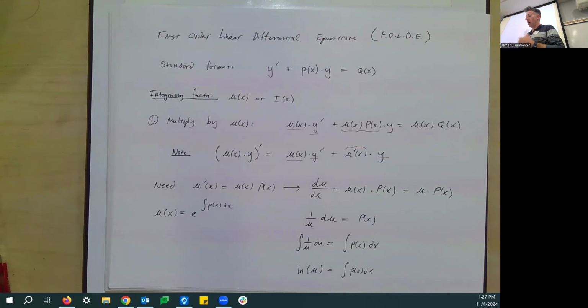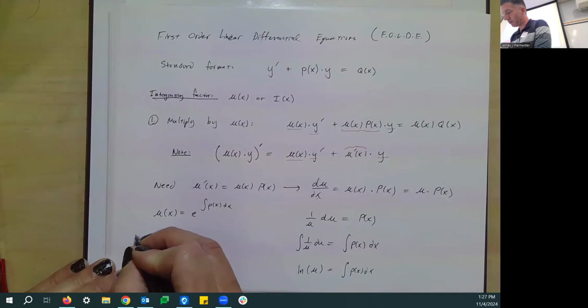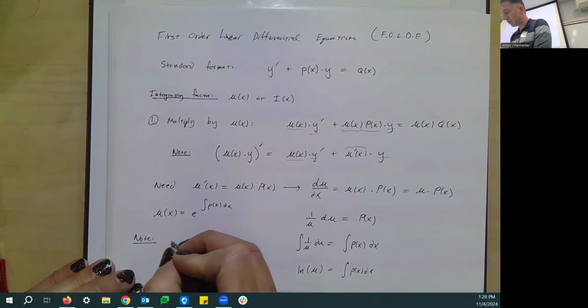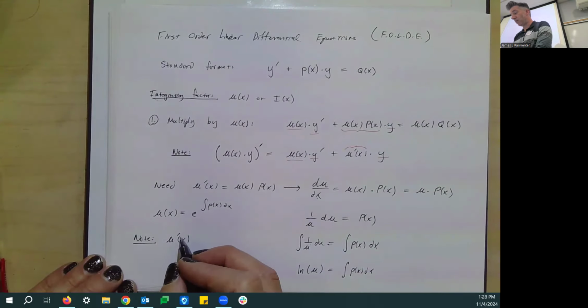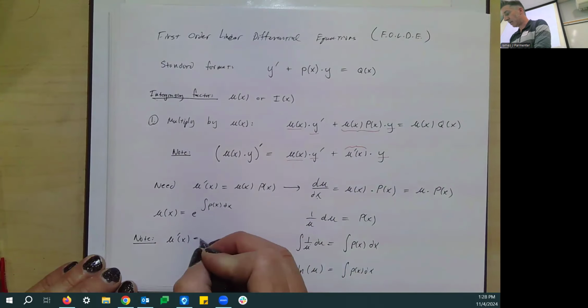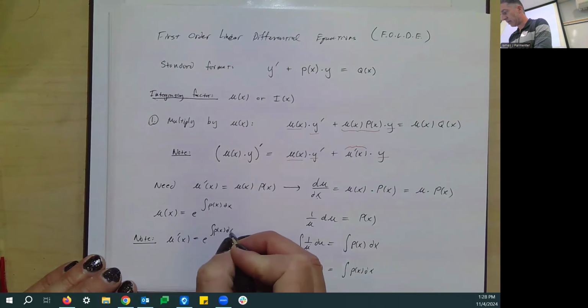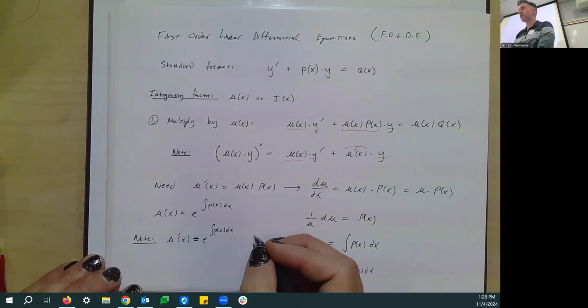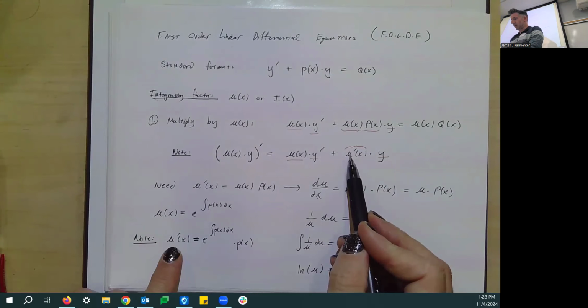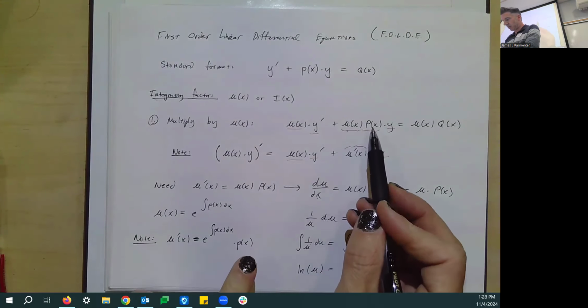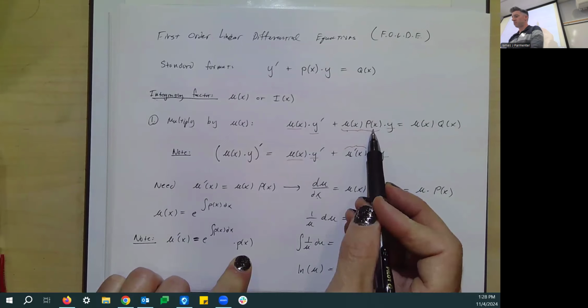Okay. I want to point out also that if you took the derivative of mu of x, mu prime of x, the derivative of e to the stuff is e to the stuff times the derivative of the stuff. So in this case, the derivative of e to the integral of p of x is e to the integral of p of x times the derivative of the integral of p of x, which is the derivative of the antiderivative of p of x, which is p of x. Hey, look, mu prime of x is exactly equal to mu of x times p of x, exactly as desired.